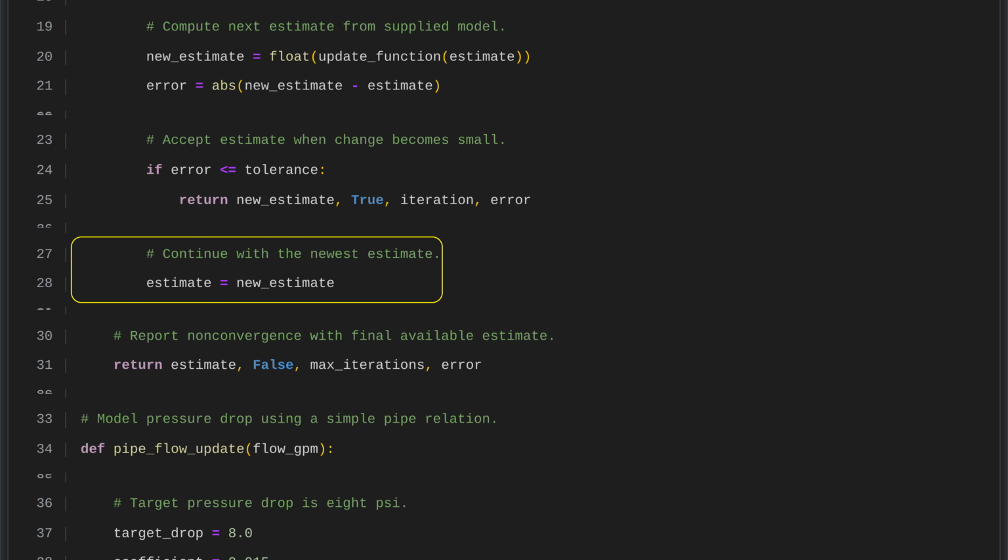The current estimate is replaced with the new estimate, so the iteration can continue using the latest result. This lets the solver keep refining its answer and move closer to convergence.